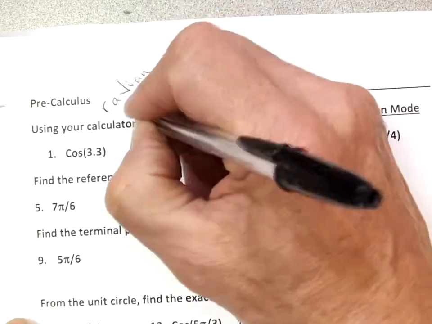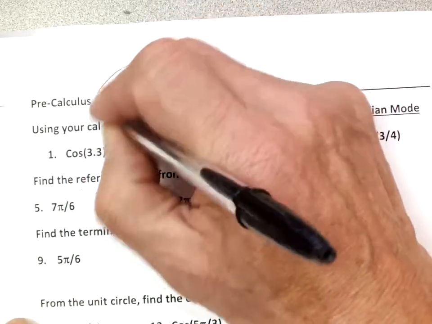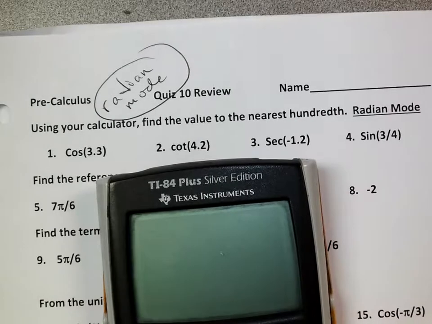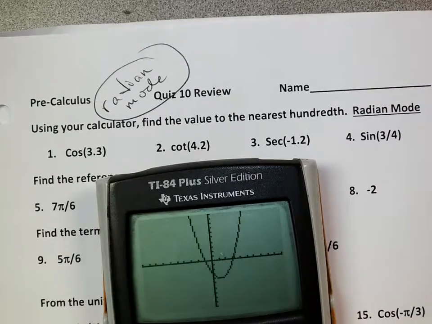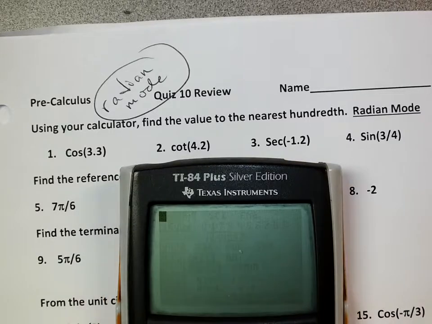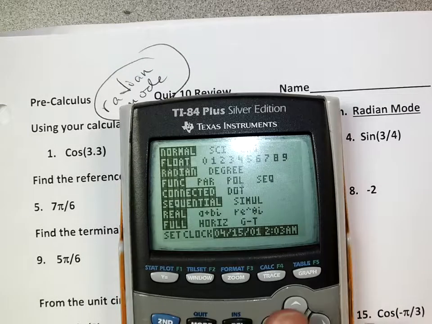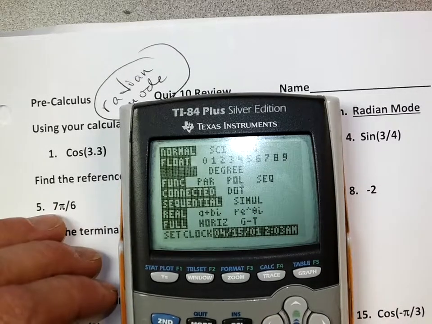So the first thing I'm going to do is check my calculator mode. Okay, wait a minute. If I'm going to use my calculator, I better be careful. I'm going to need radian mode, right? So I turn it on, clear, quit, check my mode, and I'm in degree mode. I need to put it in radian mode, so the first thing I'm going to do is change it to radian mode. Then it's pretty easy.